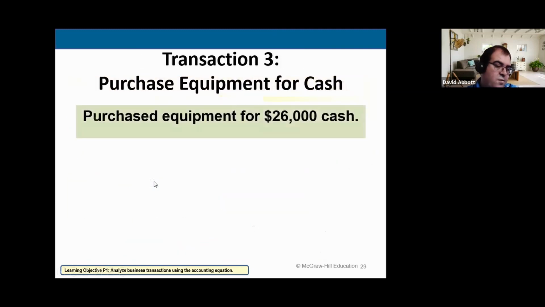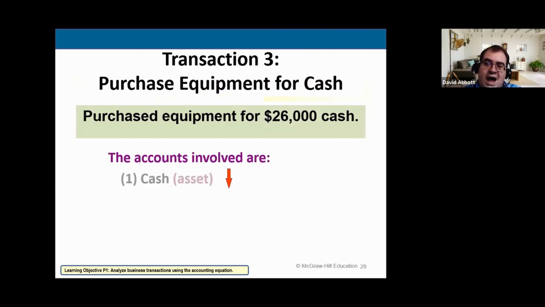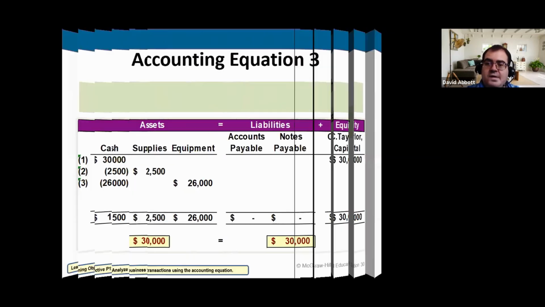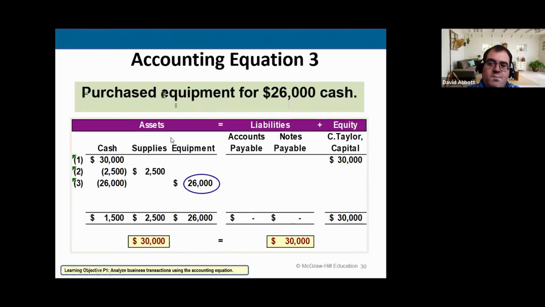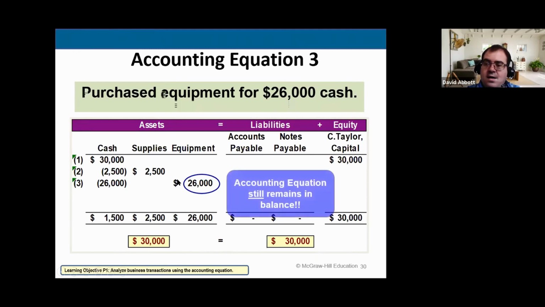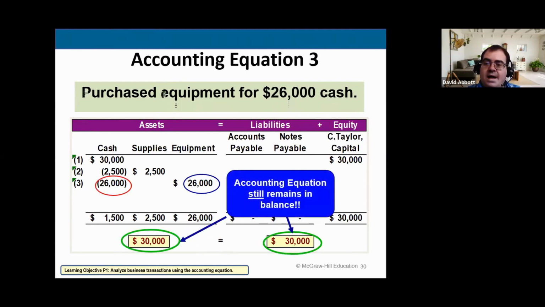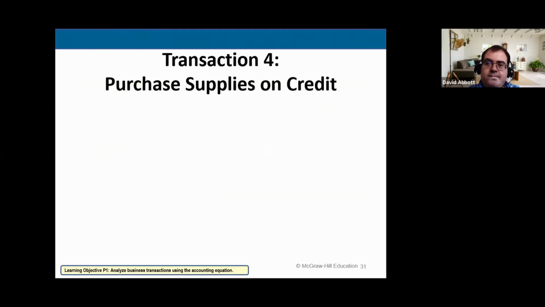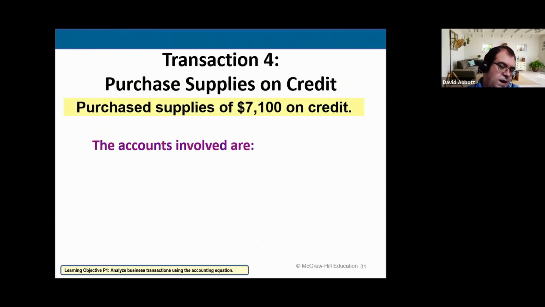Let's look at another one. We purchase equipment for $26,000 in cash. Cash is an asset, it's decreasing because we're paying out cash. And equipment, which is an asset, is going to increase. Okay, so we see that in very much the same way. We see a decrease in cash, so we would debit equipment, credit cash. It's going to basically wash each other out. We see that the accounting equation is still in balance. All right.